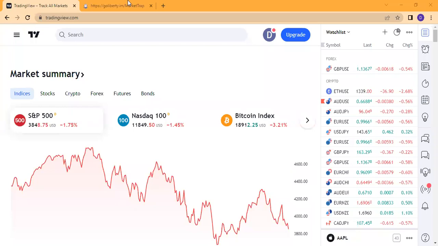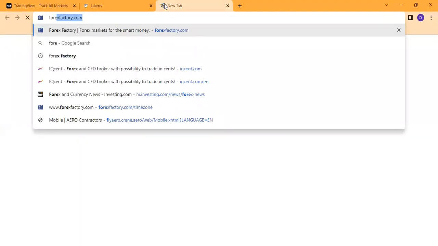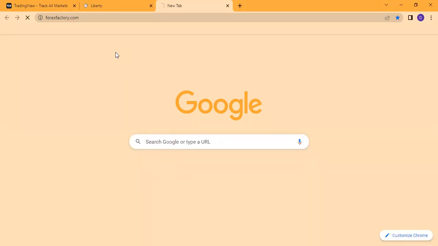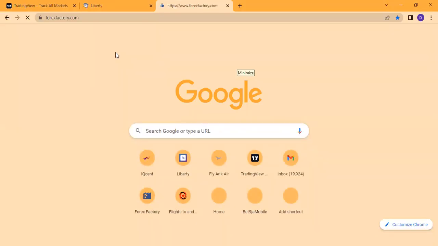Now, basically, the first thing every experienced trader wants to do, once you want to enter the market, is to check if that pair is in the news. And how do we check that? We go to forexfactory.com. That's basically how I do my things.